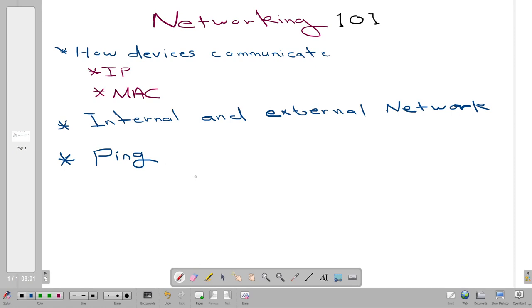Okay, so basically here, how devices communicate over a network. First we have IP addresses or MAC addresses. Now, an IP address is composed of four octets. They call them octets. So an example of an IP address is this. An IP address is composed of four octets.